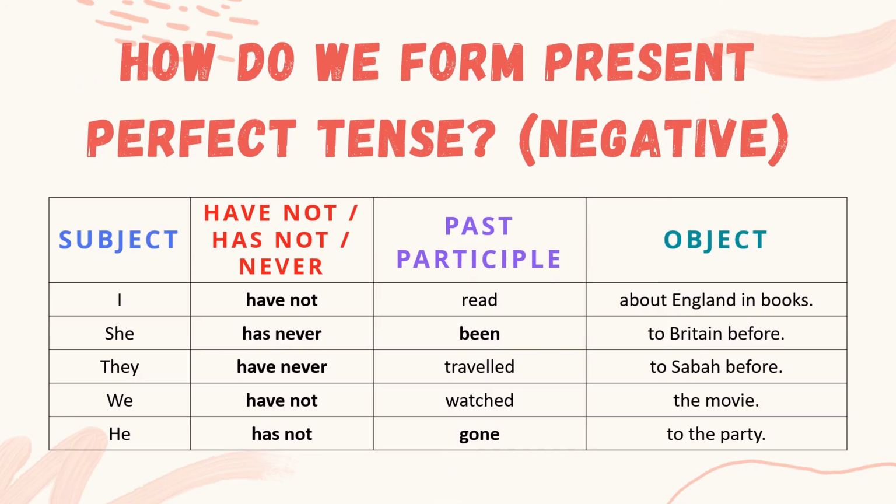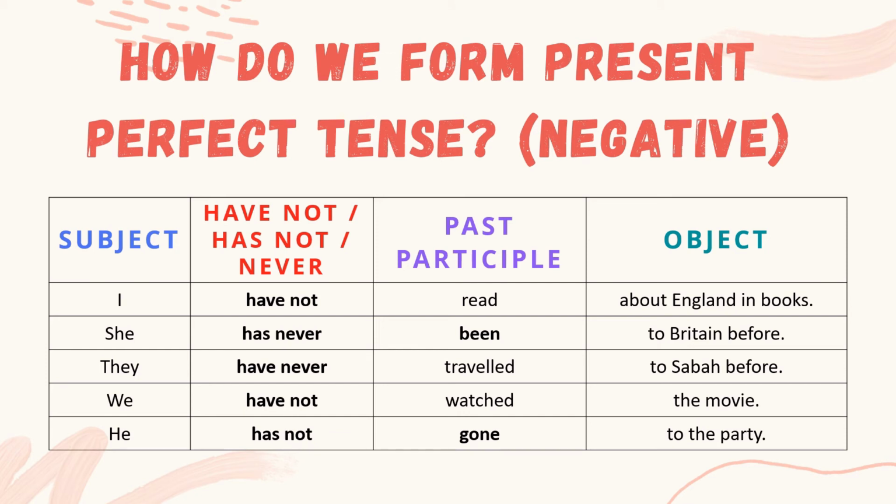We are going to look at a few examples. I have not read about England in books. She has never been to Britain before. They have never traveled to Britain before. We have not watched the movie. He has not gone to the party.